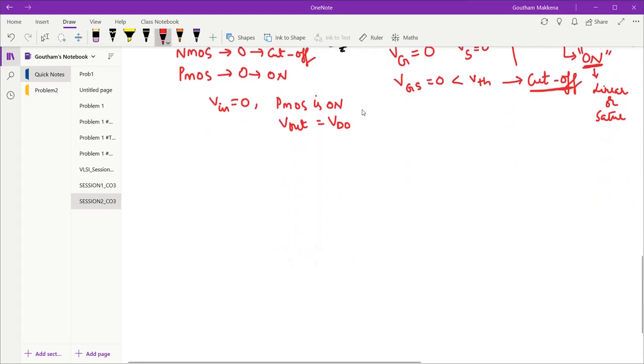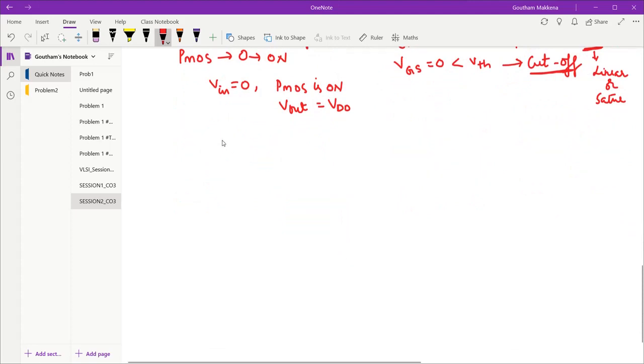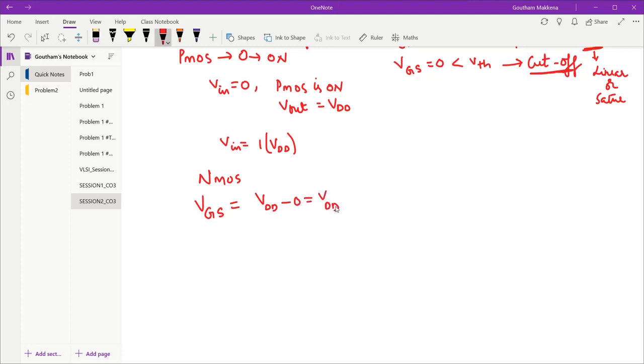Similarly, we do a similar analysis for Vin equal to 1. 1 in the case of digital is nothing but VDD. So when Vin is equal to 1, what is happening for the NMOS? VGS is equal to VDD minus 0. This is nothing but VDD. This is of course greater than VTH. So this NMOS is on.